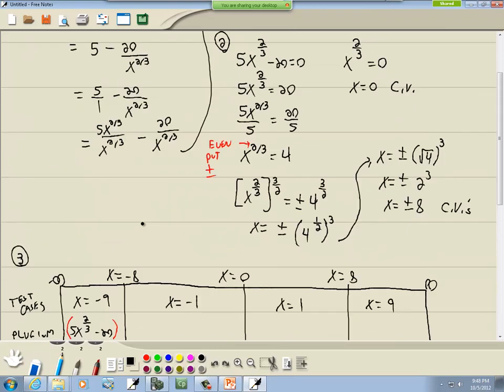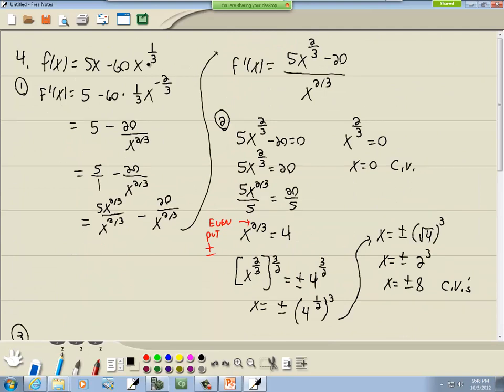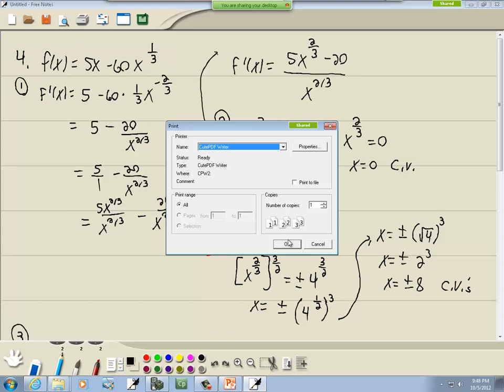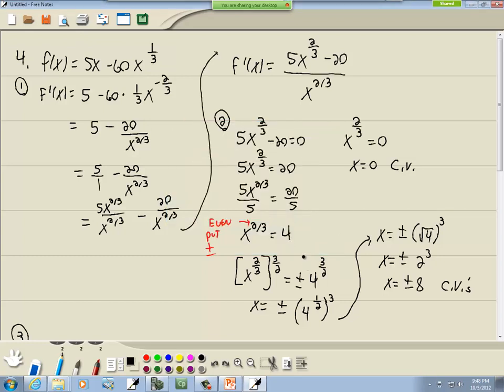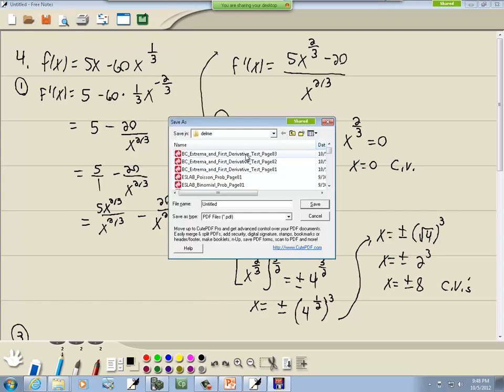That one was a little bit nasty because it was disguised, but it really was a radical. And anytime you have radicals, they come out a little bit hideous. So let me save this. And we'll look at the next problem.